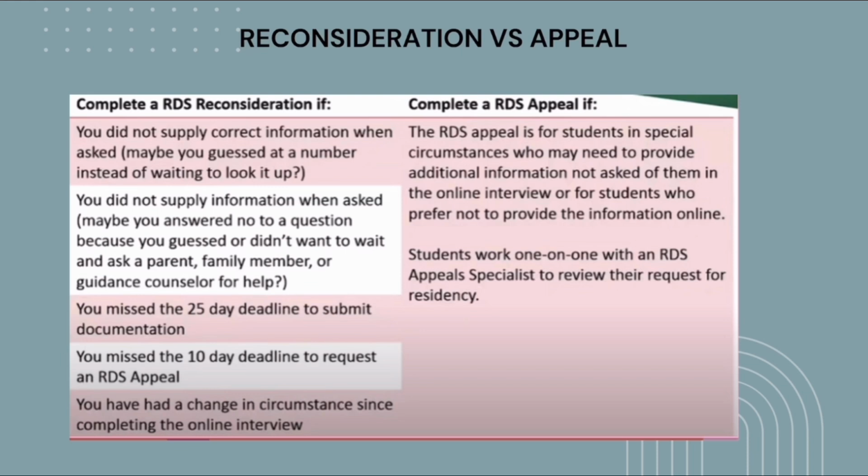If you miss the 25-day deadline to submit your documents, as well as the 10-day deadline to request an RDS appeal, or last but not least, you have had a change in circumstance since completing the online interview. The RDS appeal is for students in special circumstances who may need to provide additional information not asked of them in the online interview, or for students who prefer not to provide the information online. Students will work one-on-one with an RDS appeal specialist to review their request for residency.